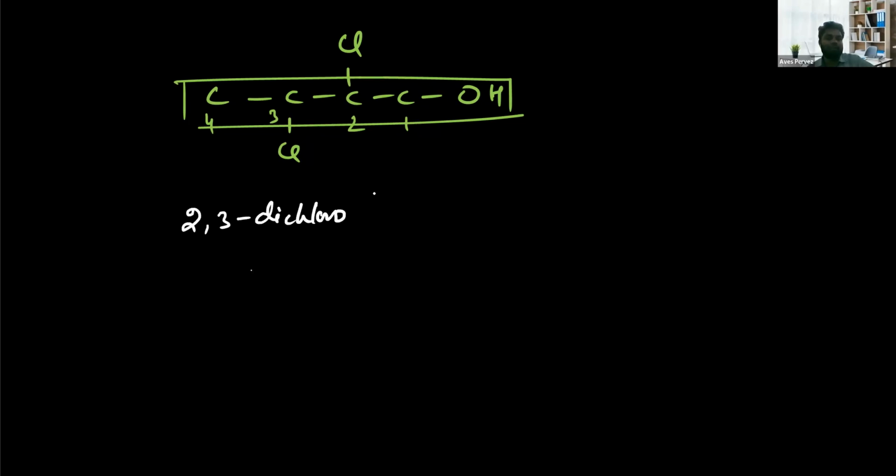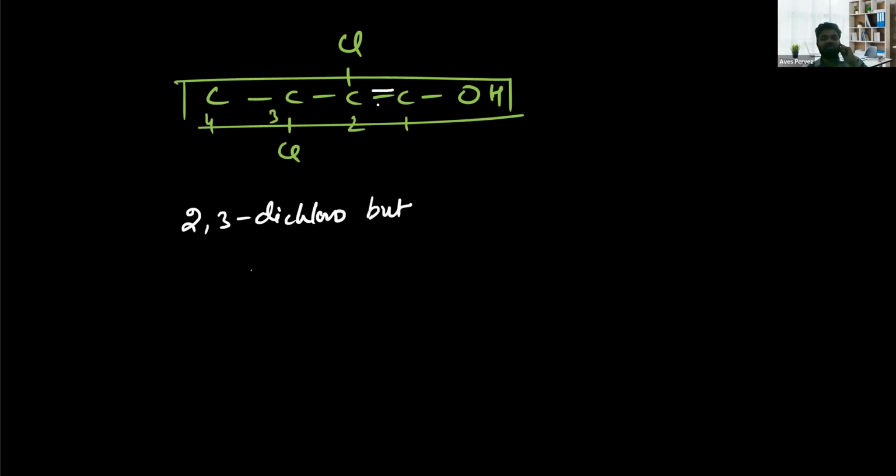So 2, 3 dichloro. Then 1, 2, 3, 4 is but. For this one, we have the root, that is but. Then carbon-carbon single bond is ane. I'm writing a double bond here, positioning the double bond here. Then we have to write the position of the double bond. So it is at the first position.